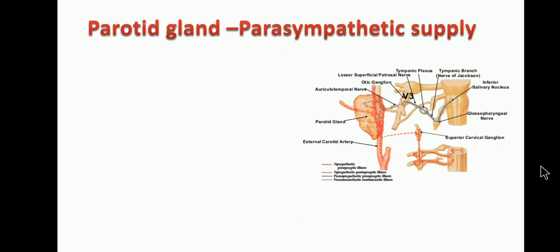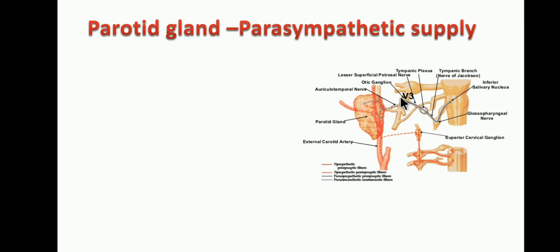So now coming to the parasympathetic supply. Any gland should have a parasympathetic supply. Most of the glands, your salivary glands, pancreas, it is called a secretomotor pathway. So the secretomotor or parasympathetic supply is mainly through the otic ganglion, which is intimately related to the mandibular division of the trigeminal nerve.